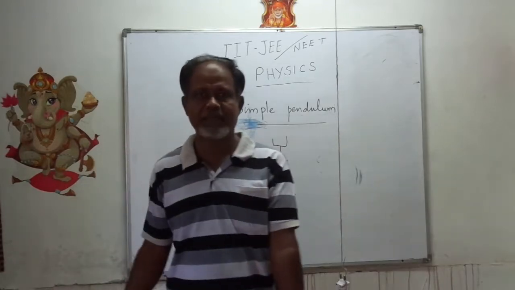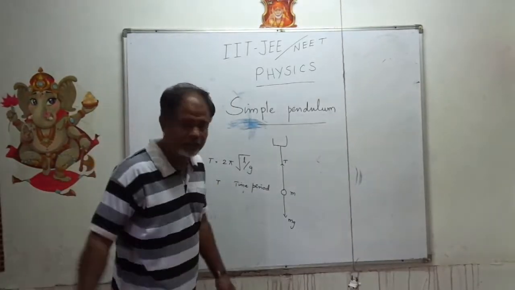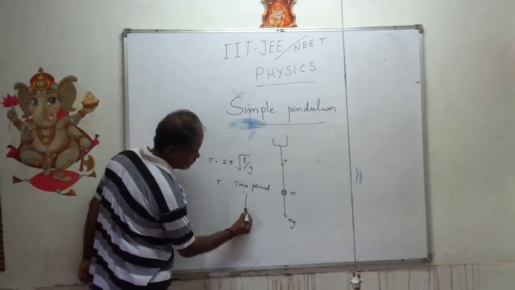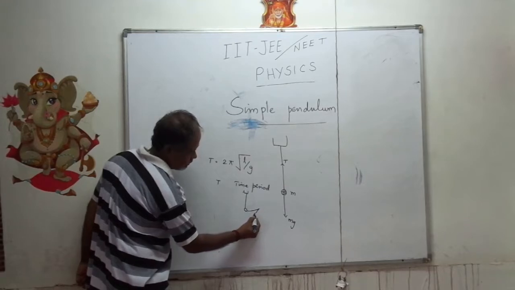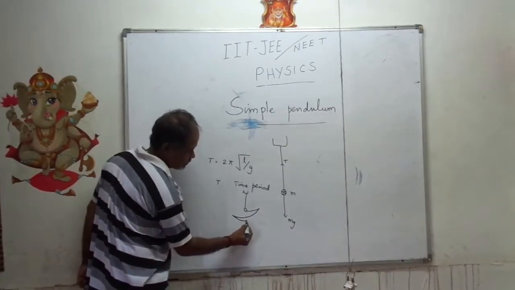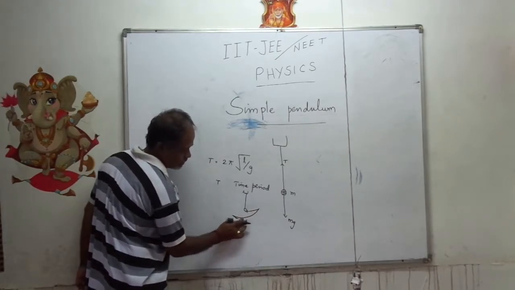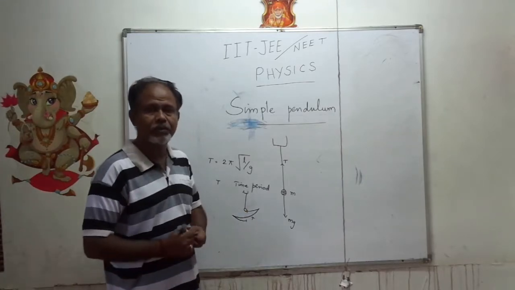What is time period? Let us consider this simple pendulum. It moves in this direction, then comes back in this direction, then returns to the same position. The time taken to complete this oscillation is called the time period. Time taken to complete one full oscillation.